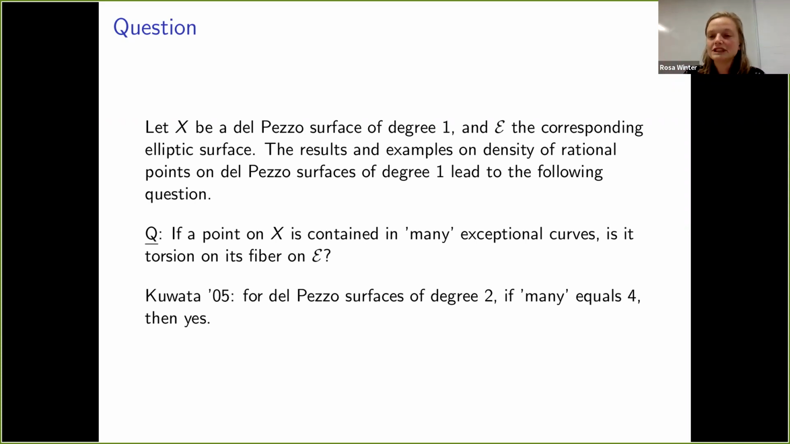For the Alpeza surface of degree 2, you blow up 2 points to get an elliptic surface. And he has a construction where he does this, and he shows that any time 4 exceptional curves intersect in a point, that point will be torsion on the corresponding elliptic surface. For the Alpeza surface of degree 2, 4 lines is also the maximal number of lines that can intersect. So it's kind of the boundary situation. But this all suggests that there might be a similar result for the Alpeza surface of degree 1. And that is our main question.